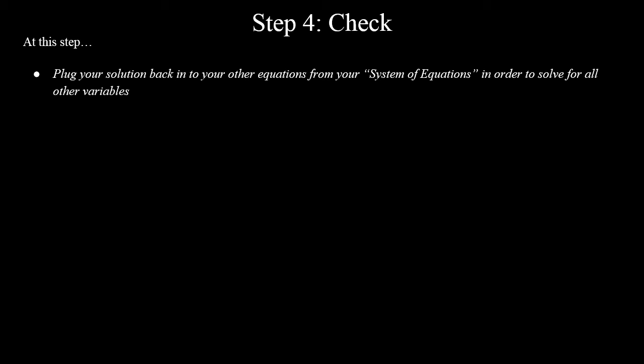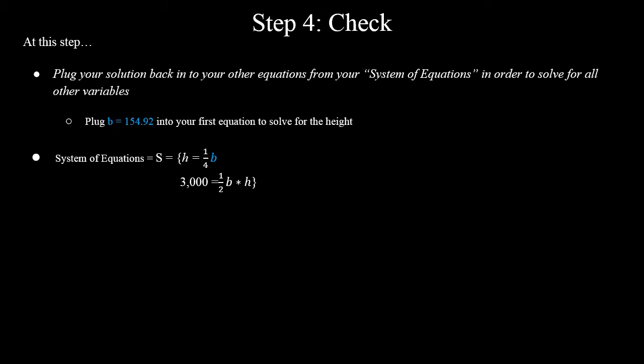We're going to go back to our system of equations and plug in the number we just got for the base in order to solve for the height. So here's our system of equations. We know that the height is equal to 1/4 times the base. So we're just going to take our answer, 154.92, which was what we got for the length of the base, and plug it in everywhere we see b. Okay, so let's do that. h equals 1/4 times b. We know b is 154.92, so h must equal 1/4 times 154.92, which gives us 38.73 feet. All right, and again, I rounded to the nearest hundredth.